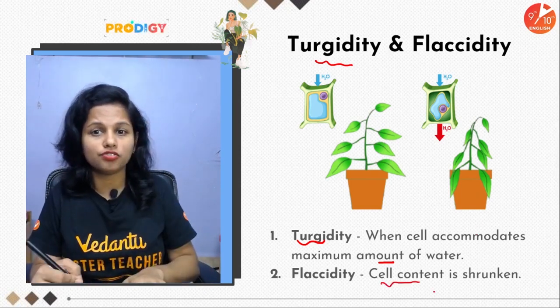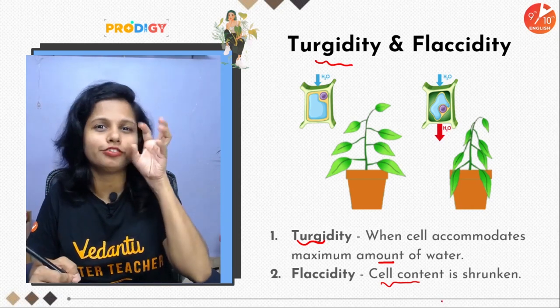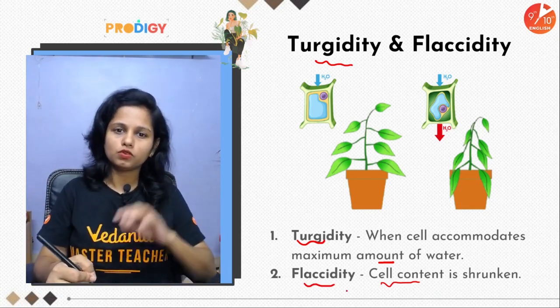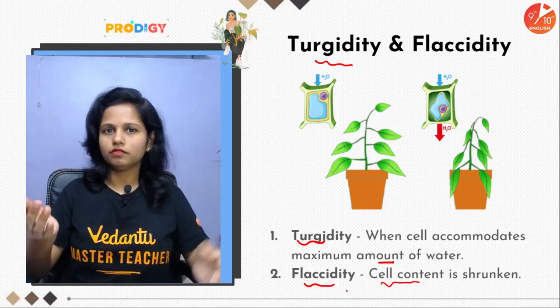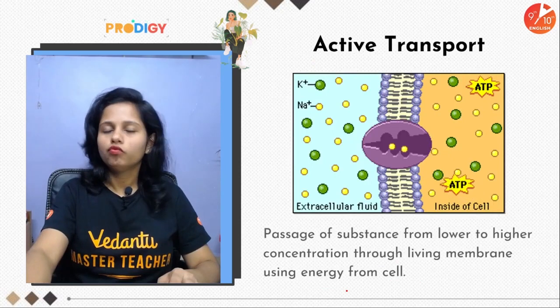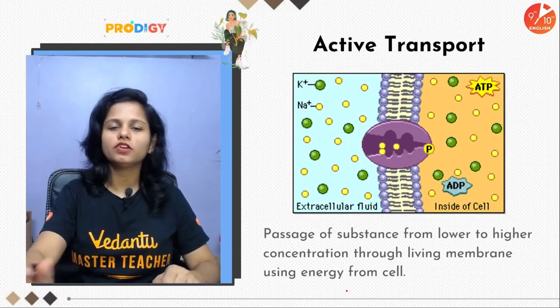I'm not saying the cell shrinks in plants, the cellular content shrinks, and that makes the plant cell flaccid. So turgid, turgidity, flaccid, flaccidity. Okay, now one more important phenomenon is active transport.